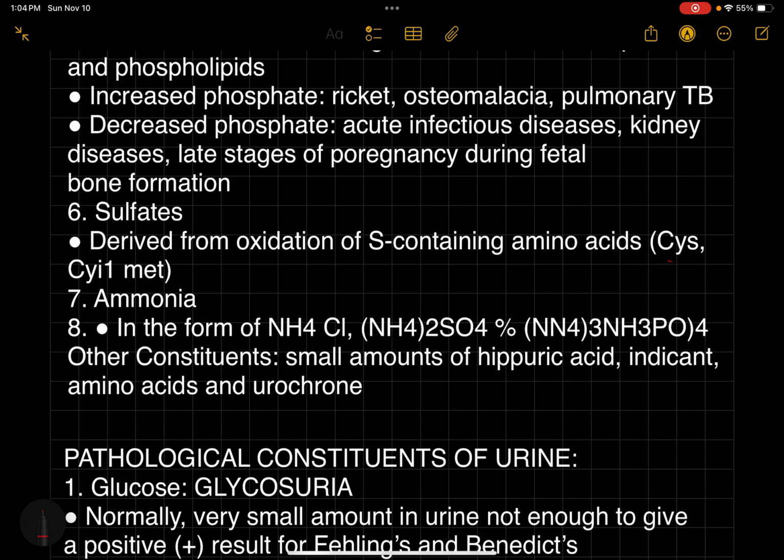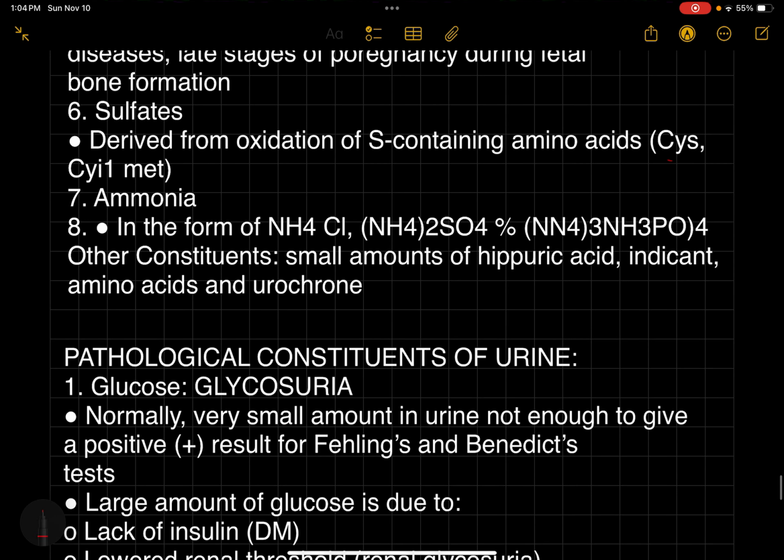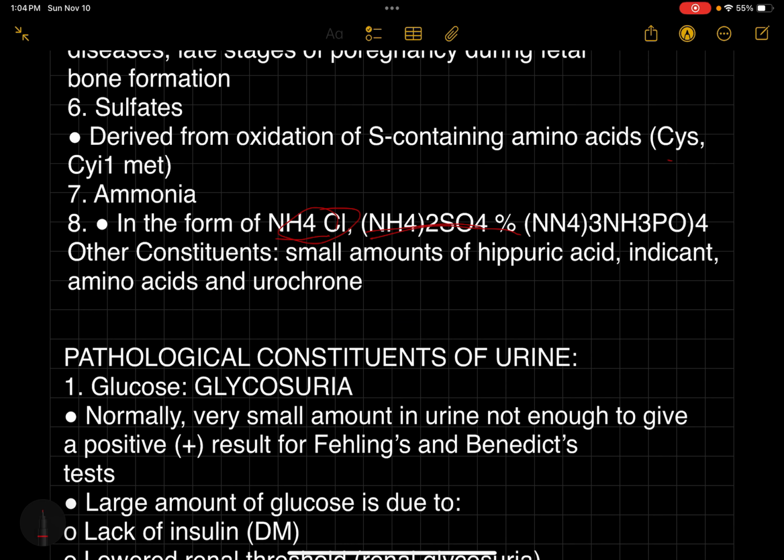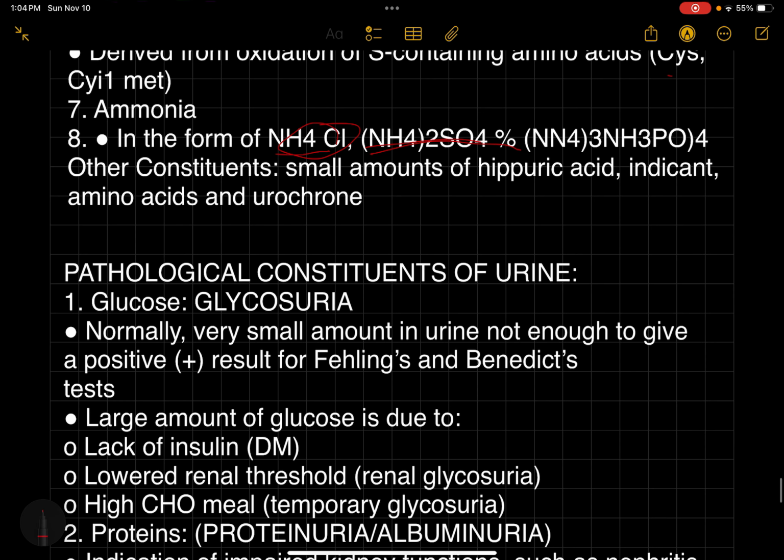cysteine and methionine. And we have ammonia in the form of NH4Cl, NH4 and other ammonium salts such as NH3PO4, and other constituents, small amounts of hippuric acid, indican, amino acids, and urochrome.